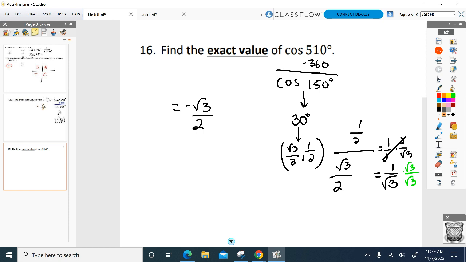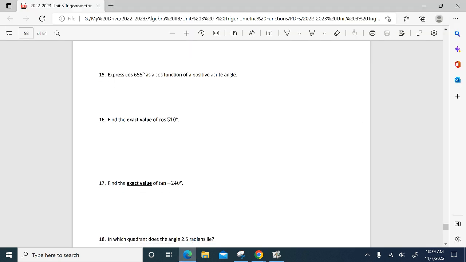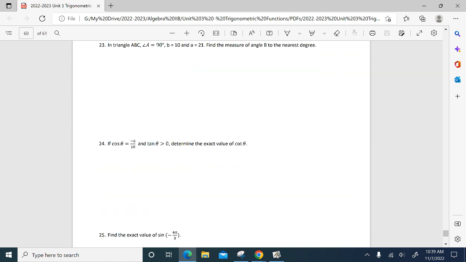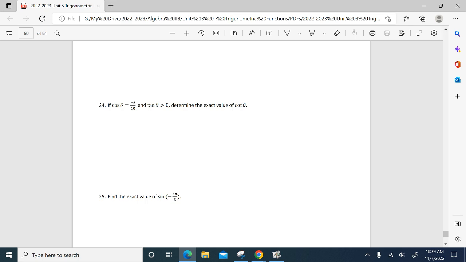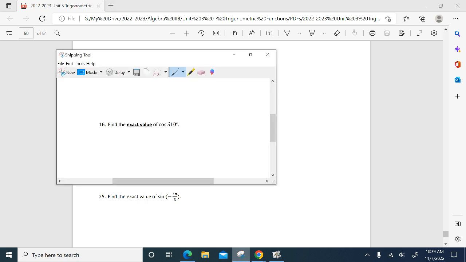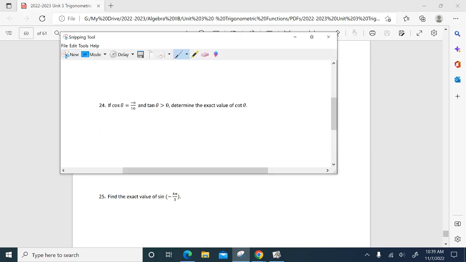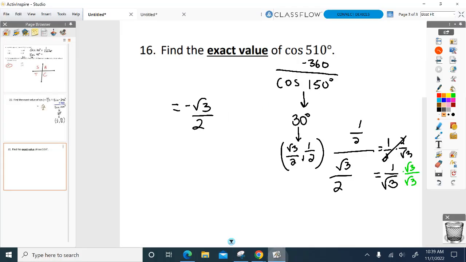Can we do 24? Just in the packet? Yeah, everyone go to 24 in the packet. It's on page 60. This one? Yeah. Determine the... yeah, good one. Real good.